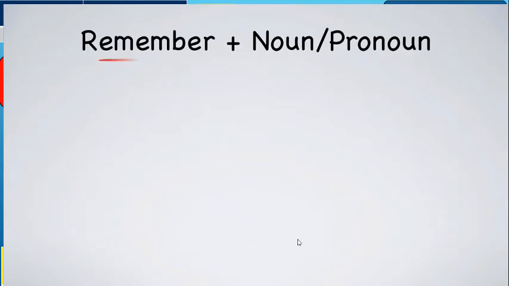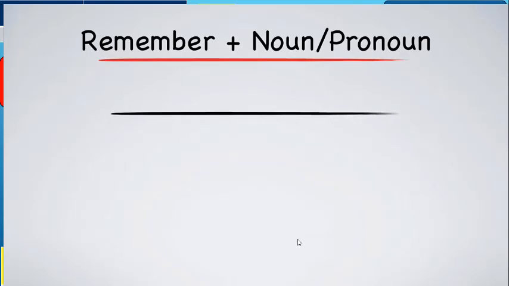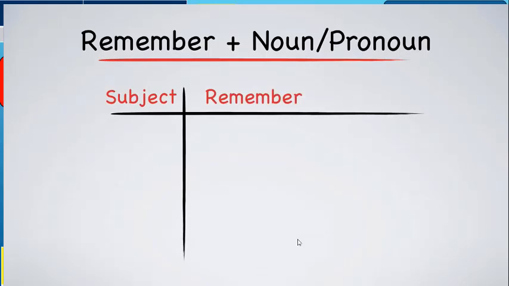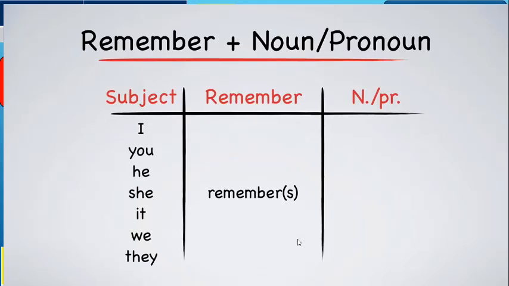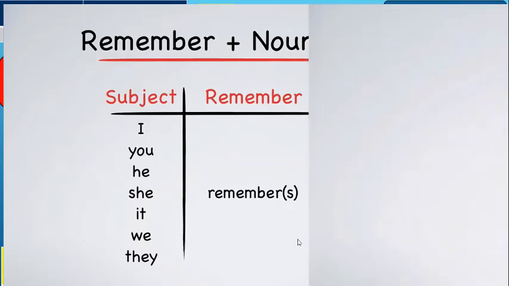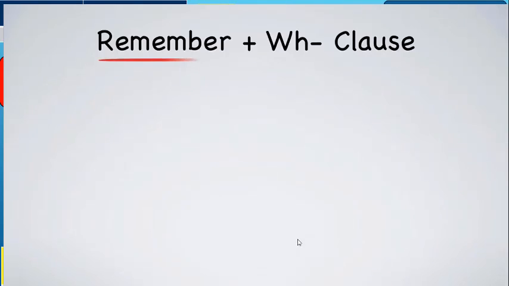Before we go, I'd like to show you 2 more patterns that can be used with remember. First, we'll look at remember, followed by a noun. The sentence pattern is as follows. Subject, remember or remembers, then noun or pronoun. I remember that day. She remembers them. We remember your name. Remember can also be followed by a noun clause or a WH clause.